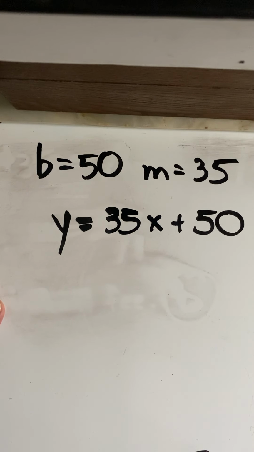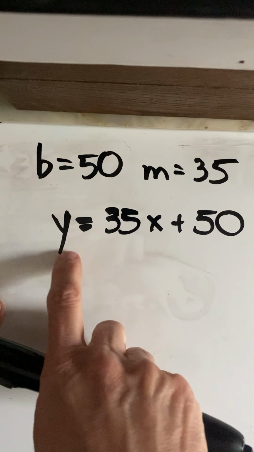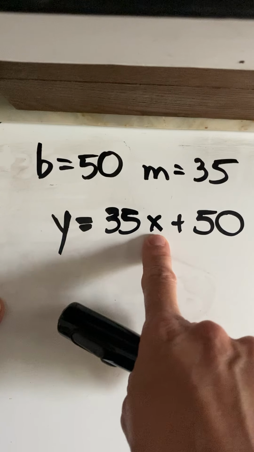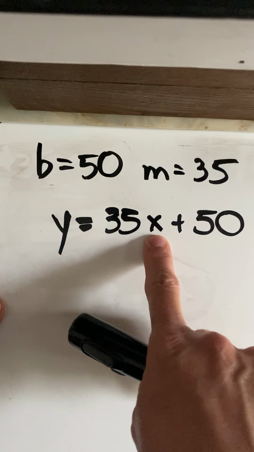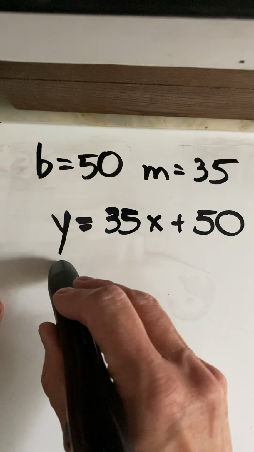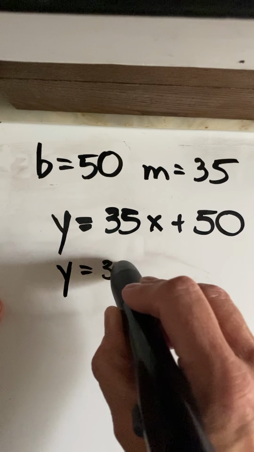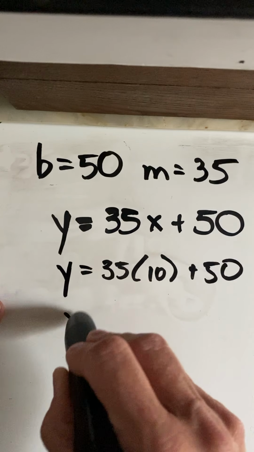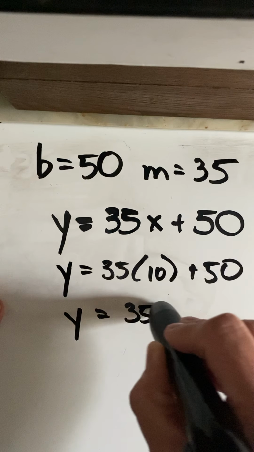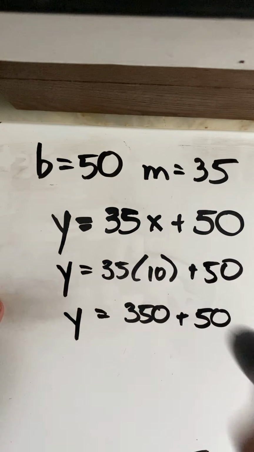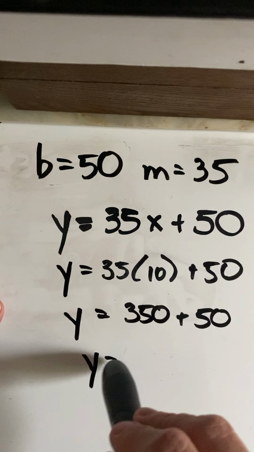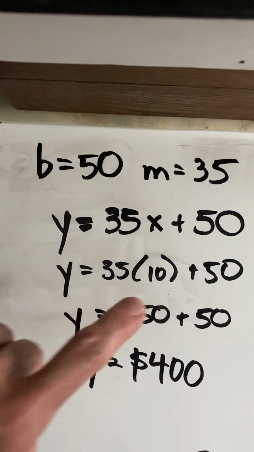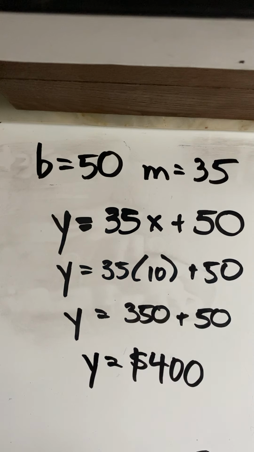And then it says, find the total cost, or find y, when there's 10 hours. Well, x represents the number of hours. So if it's 10 hours, they want you to find the value of y when x is 10. So that would be y equals 350 plus 50. So y equals $400. So the total cost for 10 hours would be $400.